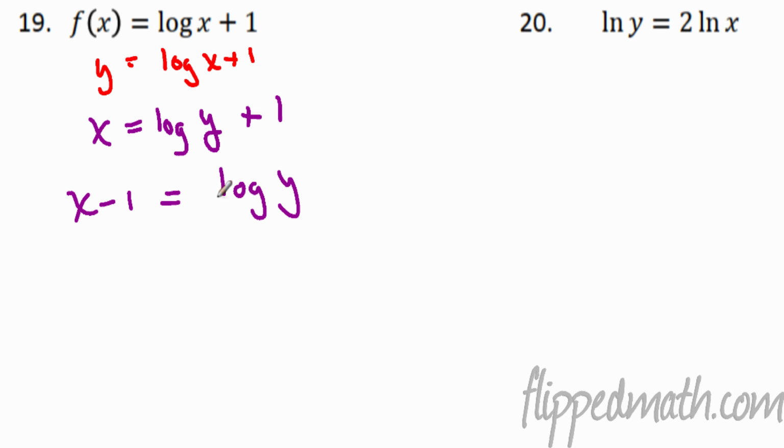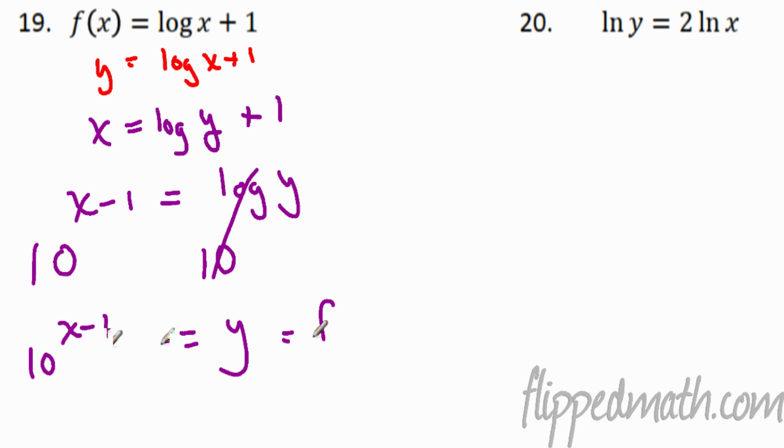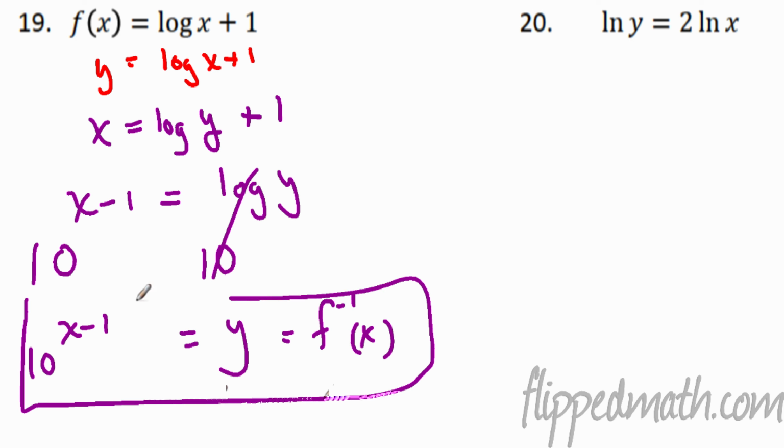And how are we going to get rid of that log? Remember, this is the exponent I use on 10 to get y. So I'm going to raise each side of the equation as a power on top of 10. It's 10 to that power. They're going to cancel each other out. I'm going to get y equals 10 to the x minus 1, which in this case is the inverse of f. That is amazingly simple. It looks more difficult, actually more simple.